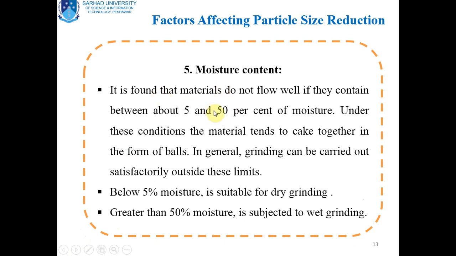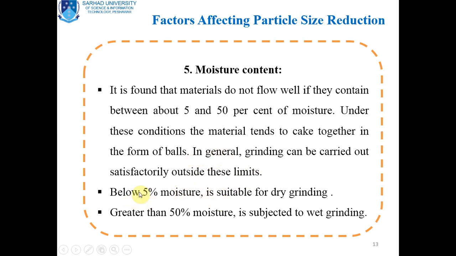It is found that materials don't flow well if they contain between 5 to 50% of moisture. If the solid material whose particle size we want to reduce has a moisture content in the range of 5 to 50%, then the material will face difficulty in flow. Under this condition, the material tends to cake together in the form of balls because of the moisture content. In general, grinding can be carried out satisfactorily outside these limits.